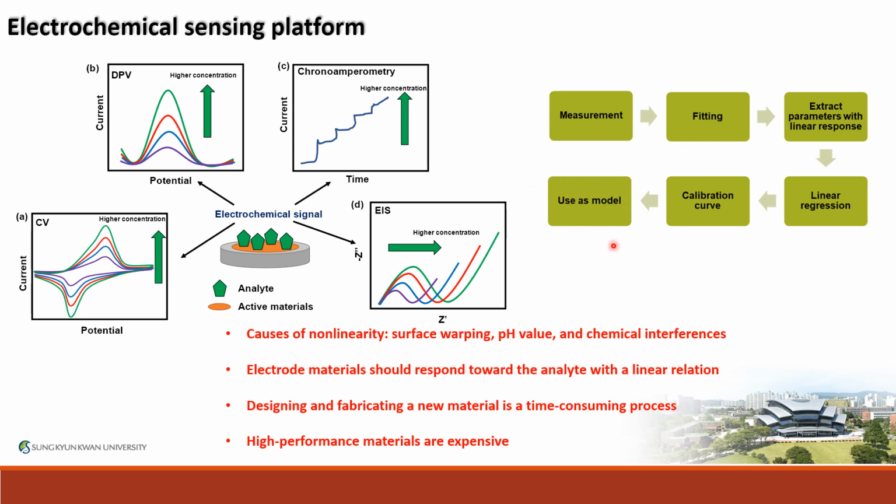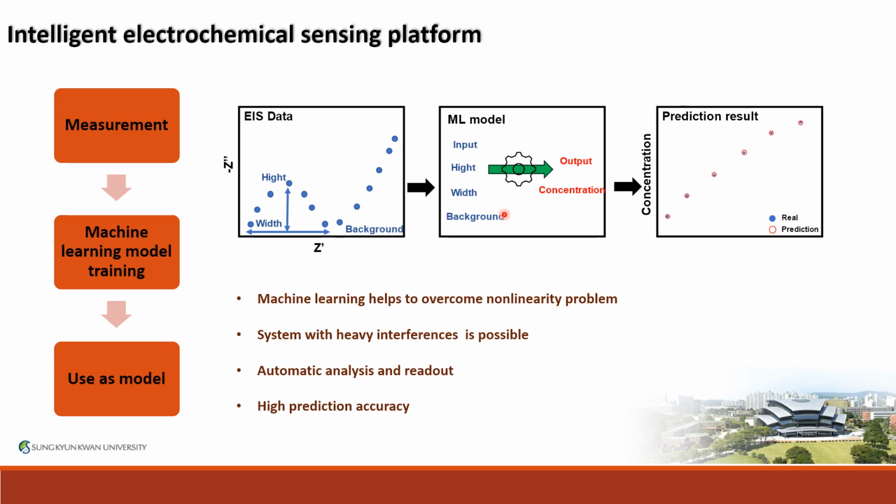But the problem is, an electrochemical system can be non-linear due to pH change, chemical interferences, or changes on the electrode surface. To overcome this problem, we can develop a new material with high analytical property towards the analyte. However, designing a new material is very time-consuming and expensive. Here is another approach we can use to get around the problem.